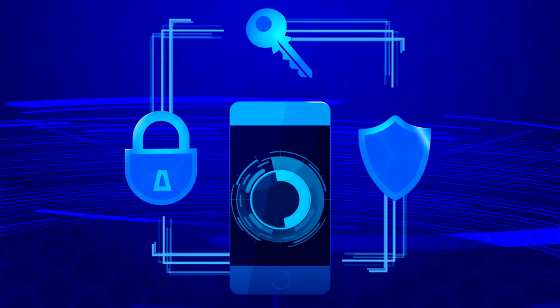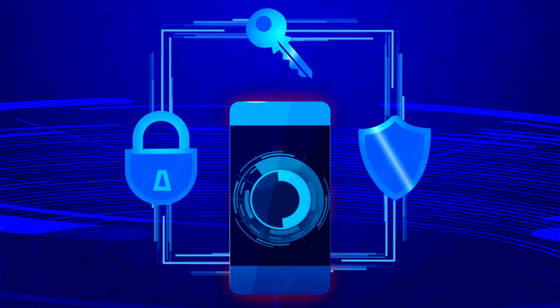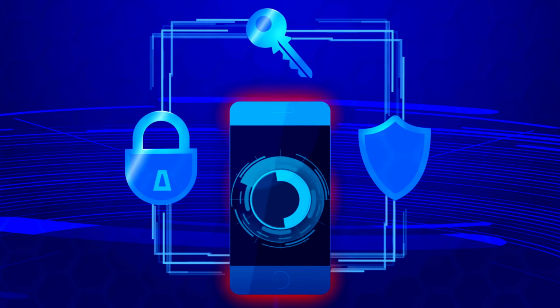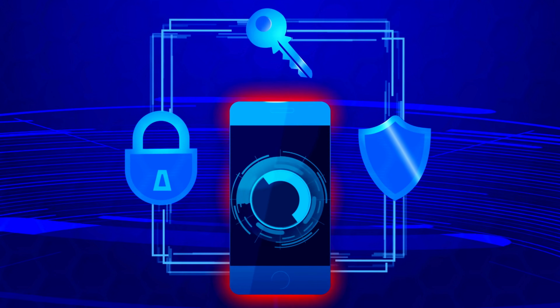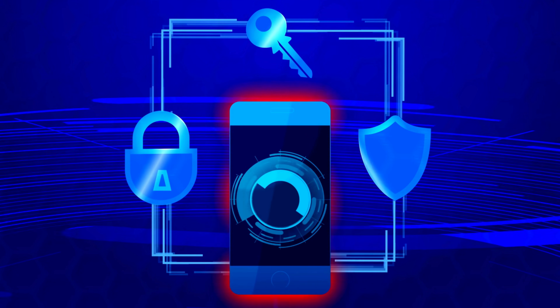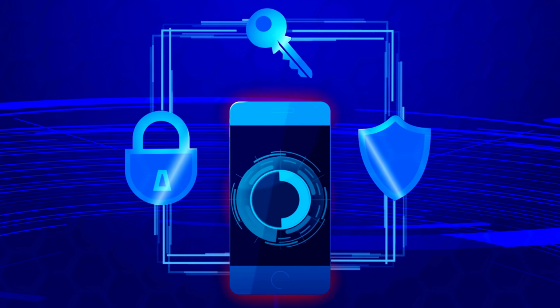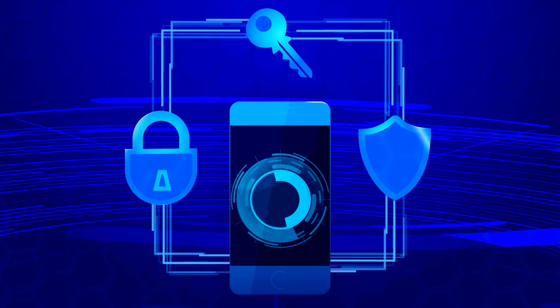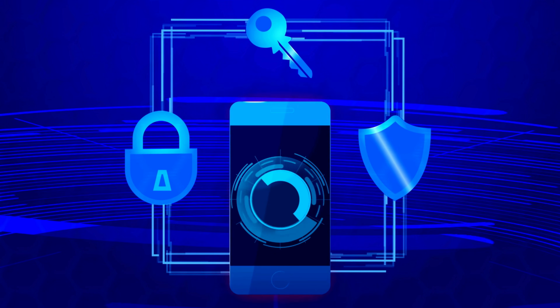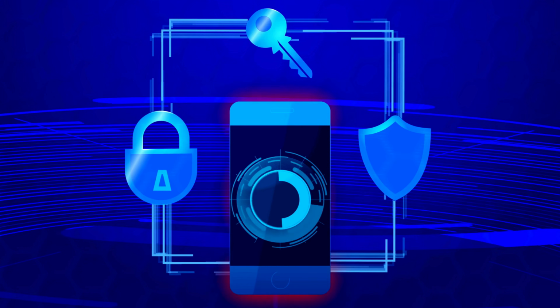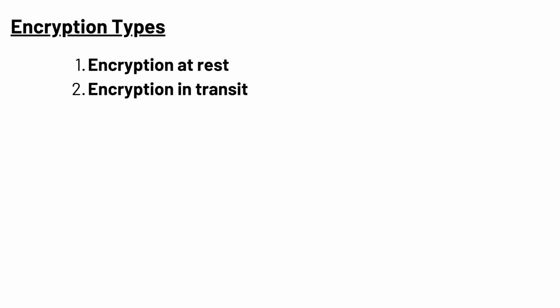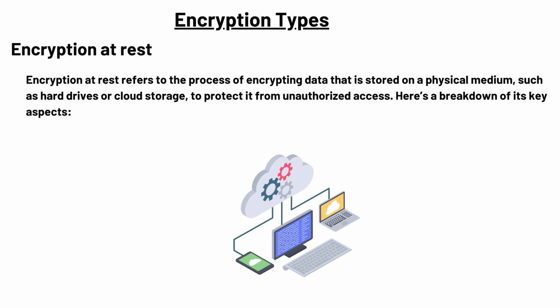When encryption encrypts the data, it takes readable information like your diary entries and scrambles it into a code that looks like unreadable data. Only people with the right key can unlock this code and read the original information. This keeps your sensitive information safe from unauthorized access. Let's talk about the different types of encryption we have. The first is encryption at rest, and the other one is encryption in transit.